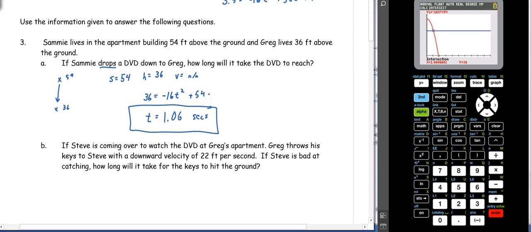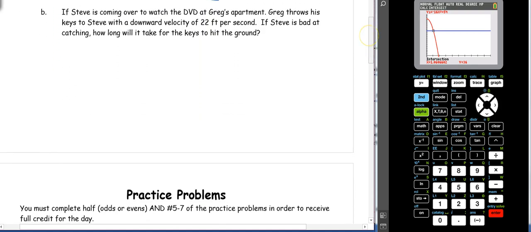If Steve comes over to watch the DVD at Greg's apartment, Greg throws his keys down to Steve with a downward velocity of 22 feet per second. If Steve is bad at catching, how long will it take for the keys to hit the ground? So our start height is where we're throwing the keys. Remember that Greg lives 36 feet above the ground. The end height, because Steve can't catch, is going to be 0 because it's going to fall and hit the ground. And our velocity is downward, so it's going to be negative 22 feet. So when I set up my equation, the end height equals negative 16t squared minus the velocity, negative 22, times t plus 36.